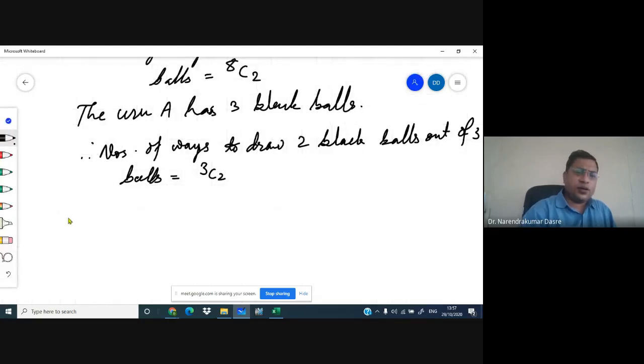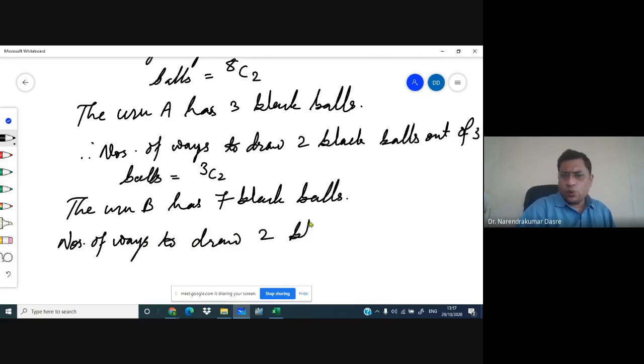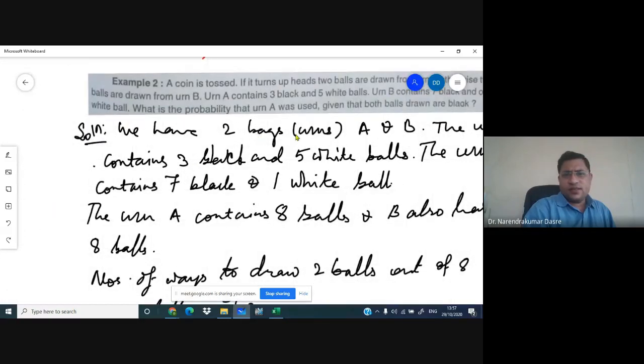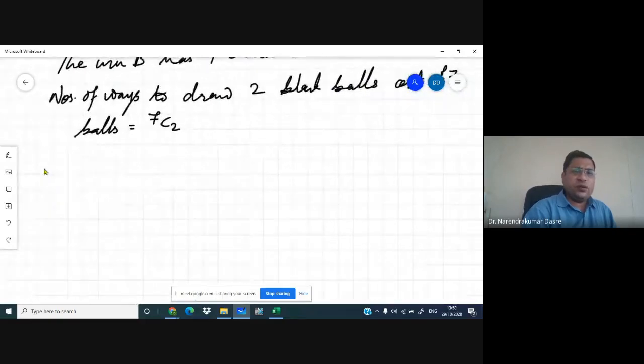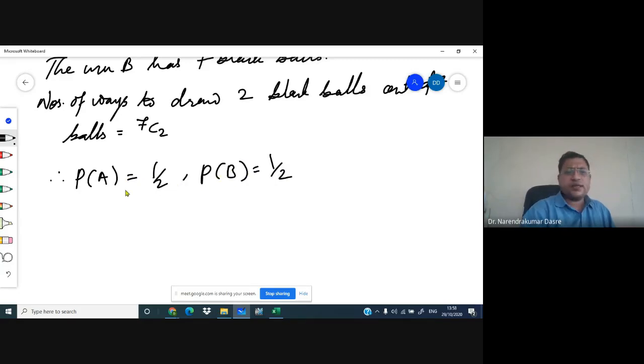And now what about urn B? Urn B has seven black balls. The number of ways to draw two black balls out of seven balls is 7C2. And now we can see we have only two bags, either A or B, so we have the partition defined on A and B. The probability of selecting bag A is half, and the probability of selecting bag B is again half.